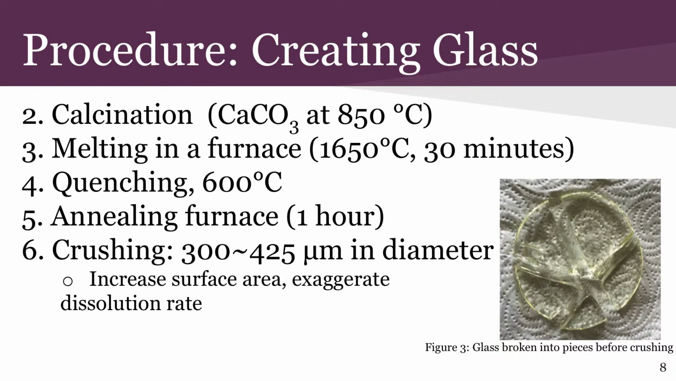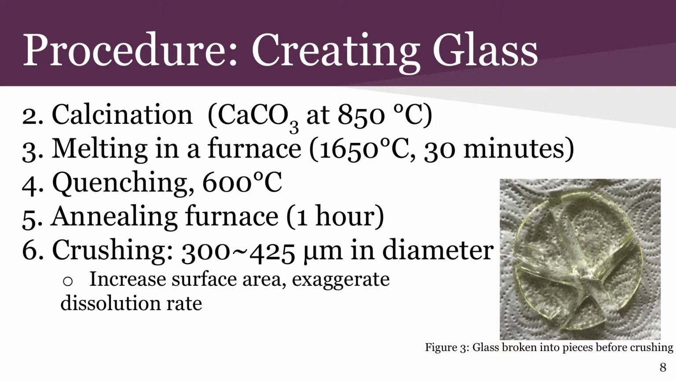Once the mixture was melted into a molten state, we took this molten glass and placed it on a metal slab and completed the process of quenching. By doing this, the glass cooled at a quick rate to about 600 degrees Celsius. To prevent the glass from crushing under its own pressure, we then placed the glass within an annealing furnace, which slowed the rate of cooling within the glass.